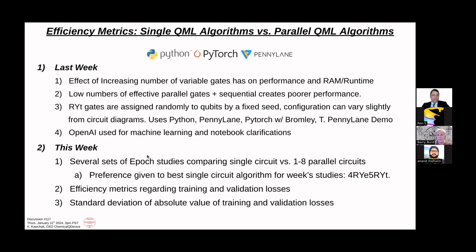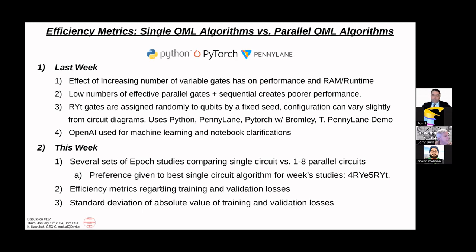This week's study focuses more on the epochs, comparing single circuits versus these others, such as a double parallel circuit, and so on. The preference I gave was whatever was the best single circuit algorithm. For this week's study, it's 4 rotational Y gates and then 5 trainable rotational Y gates. With the second one it's somewhat randomized based on the template I had to use, but they're all the same. So it's the same algorithm for single circuit, double, all the way up.